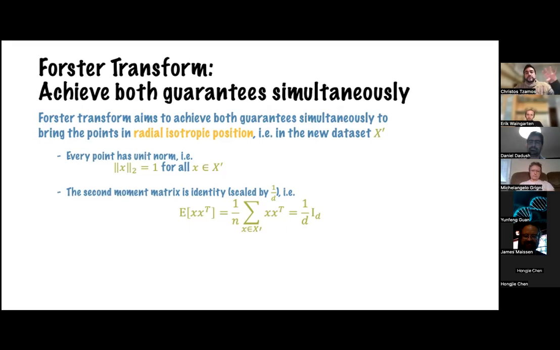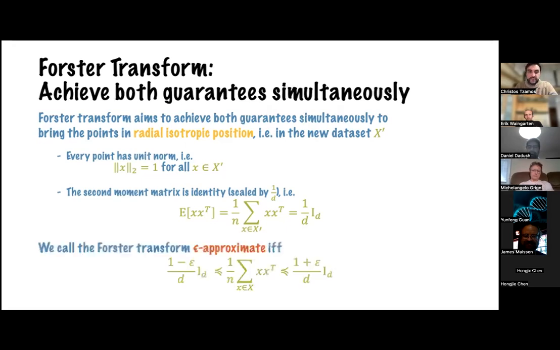So these were the two common operations before, but I want to achieve them both at the same time. And I might not be able to achieve them perfectly. So we want to consider what's called the epsilon-approximate Forster transform. I'll call this epsilon-approximate if this second moment matrix is approximately equal to the identity.